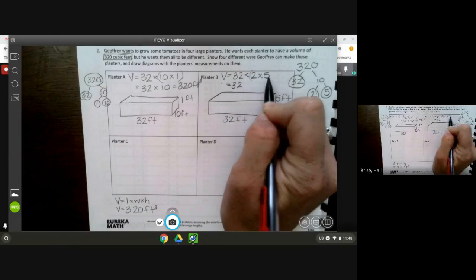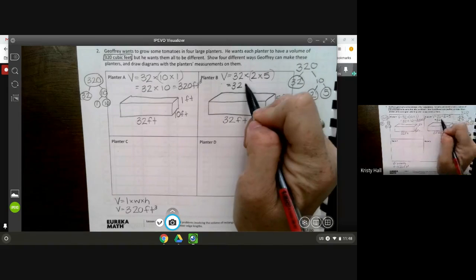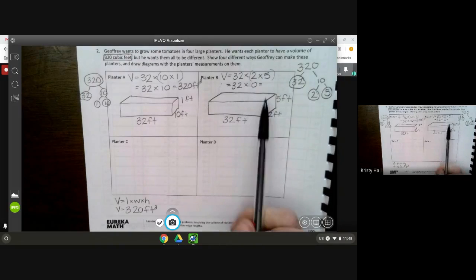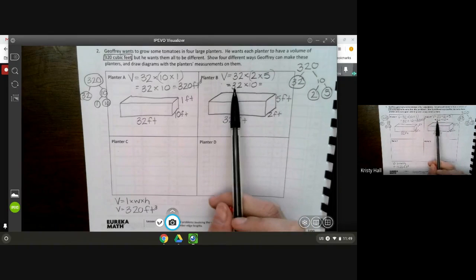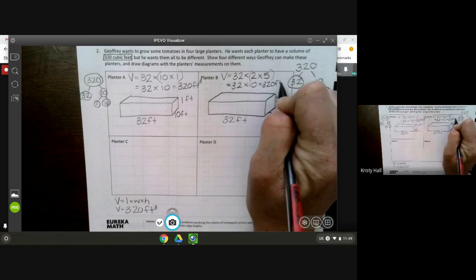And again, I want to combine things that easily go together. I know 2 times 5 is 10, so that's an easy one to combine first. And multiplying by 10 we like to do because you just pop a 0 onto the end of the other factor. So again, we get 320 feet.